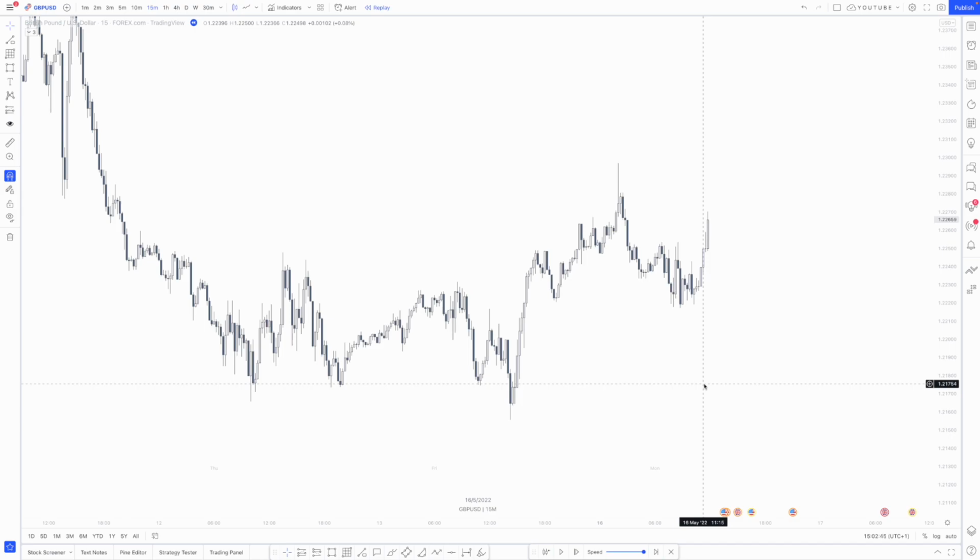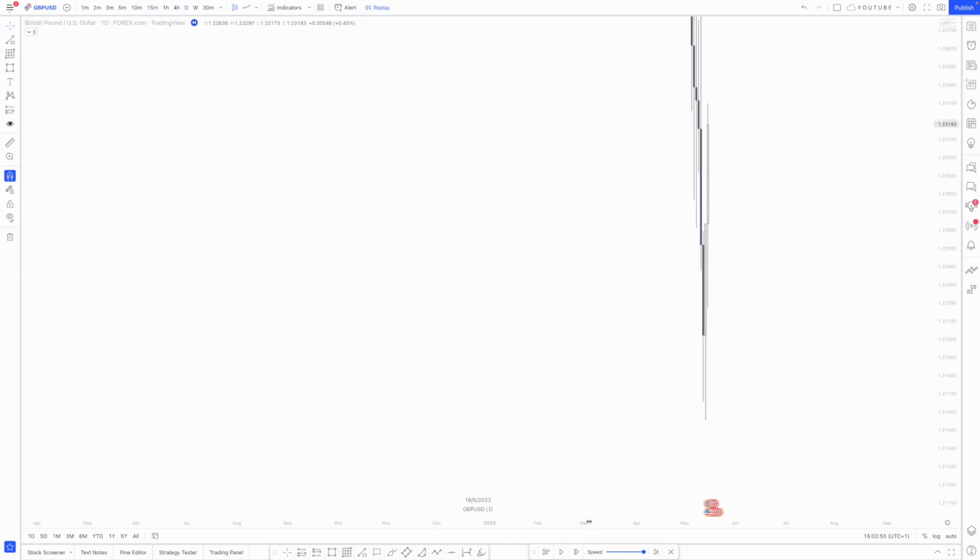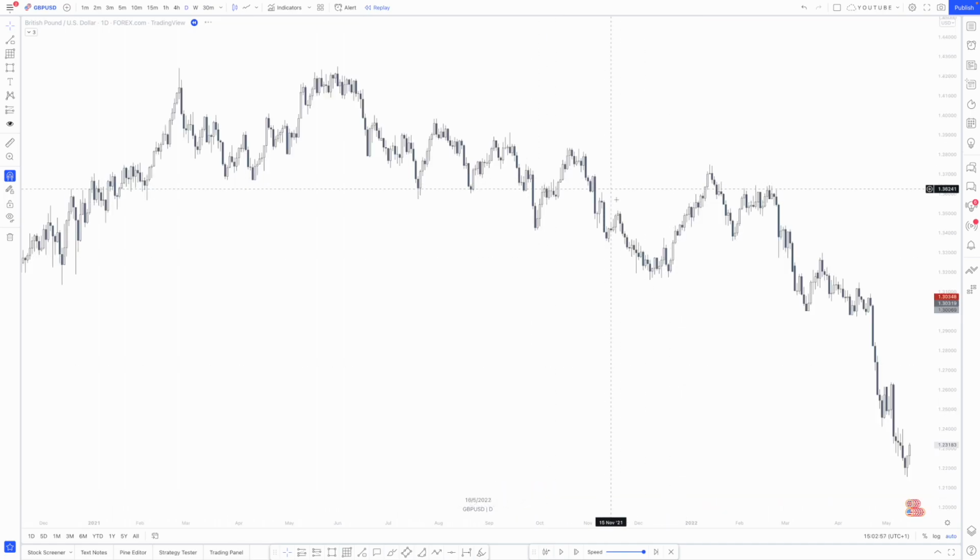So this is going to be quite a quick one. I'm not going to waffle on, I'm just going to jump straight into it. So as you can see here, I'm going to jump onto the daily chart, because what I do is I jump onto the daily chart and just see where around we are in the daily to begin with.